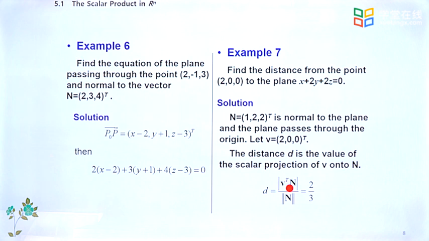So v transpose n is just 2 times 1 plus 0 times 2 plus 0 times 2, so it's 2. The length of n is the square root of 1 squared plus 2 squared plus 2 squared, so it's 3. So you can get d equals 2 over 3.